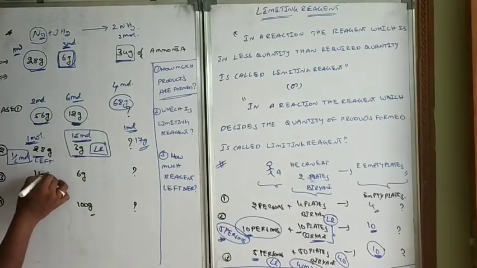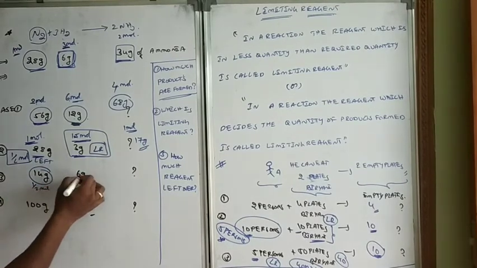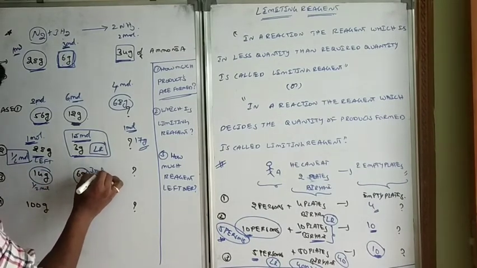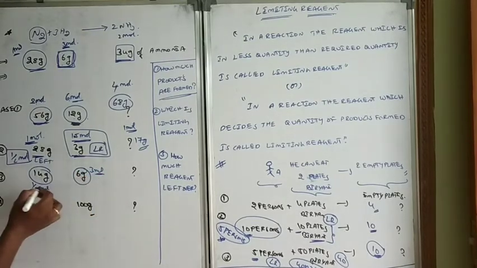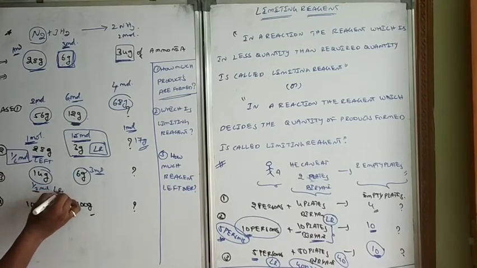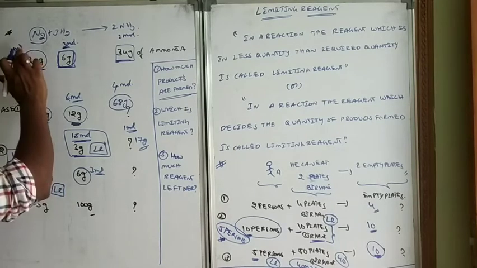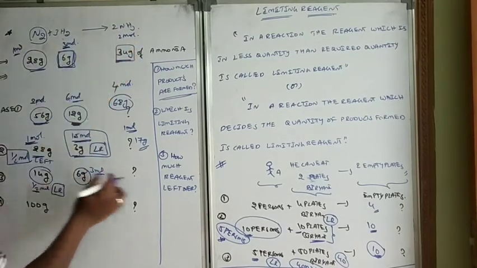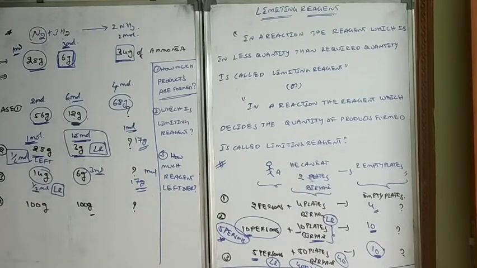Next you see 14 grams. 14 grams is there means half mole. 6 grams means they have taken 3 moles. Now you tell me, 3 moles require 1 mole, but here only half mole is there. That's why this is the limiting reagent. So since this is the limiting reagent, 1 mole produces 2 moles, half mole produces only 1 mole. So that's why 17 grams will come.